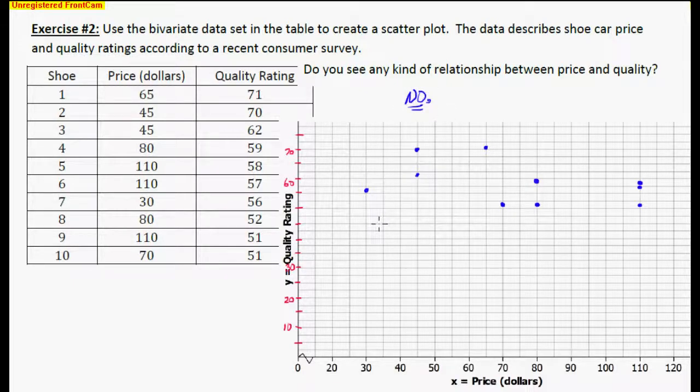All right, so that's exercise 2. Let me get rid of this, and we have one more to do, exercise 3. So right after the jump here, we'll tackle that one.